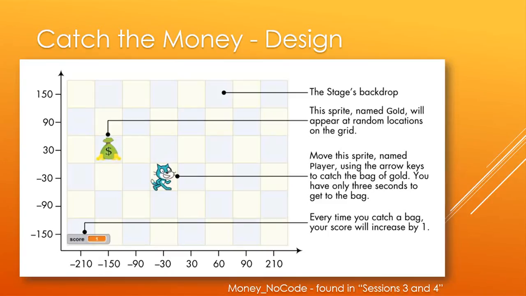The sprite of gold is going to jump around. It's going to pop up, hang around for 3 seconds, and then pop up somewhere else. If you manage to move your cat onto it before it disappears, then you will score a point. The way the program's done is it only bounces around 20 times, and then the game's over. So should we start with this one? Everyone understand how the game's going to work?